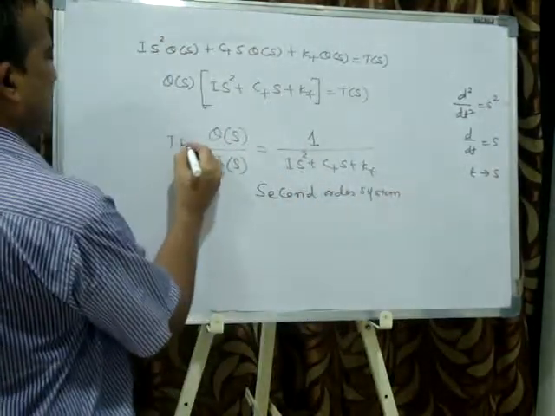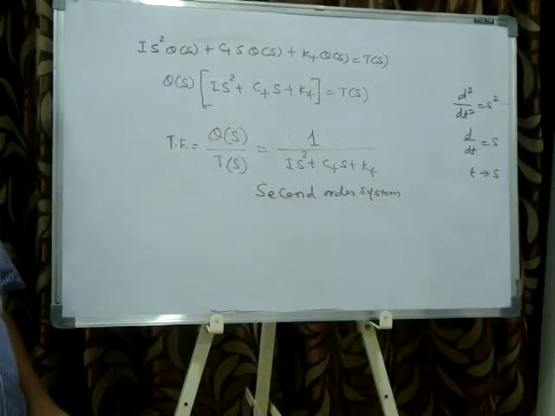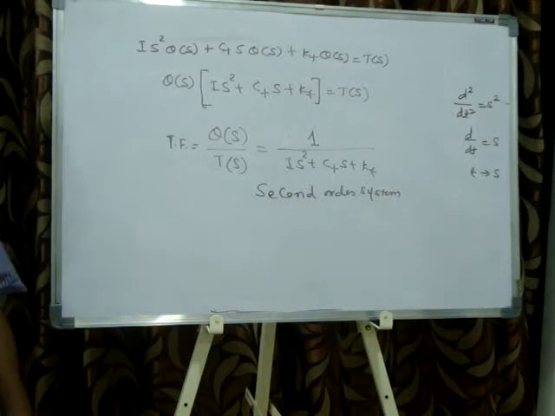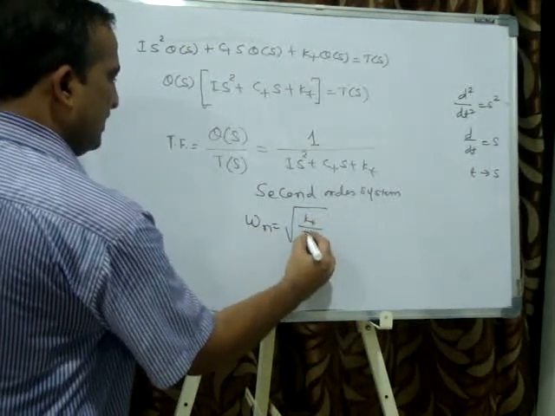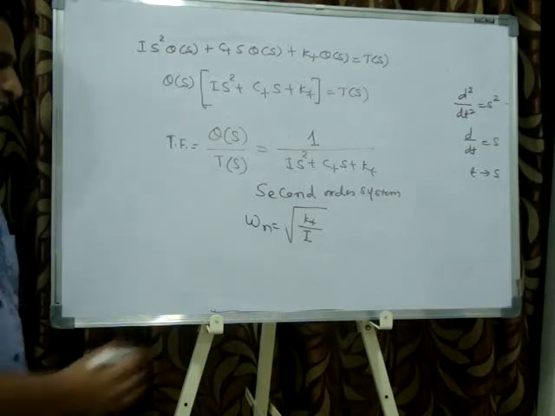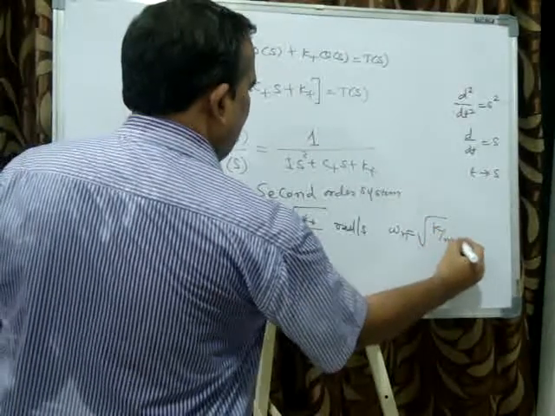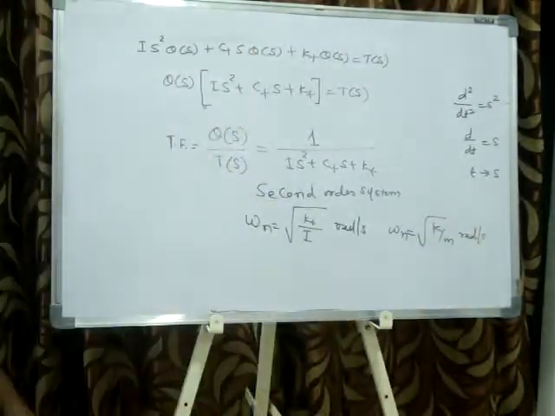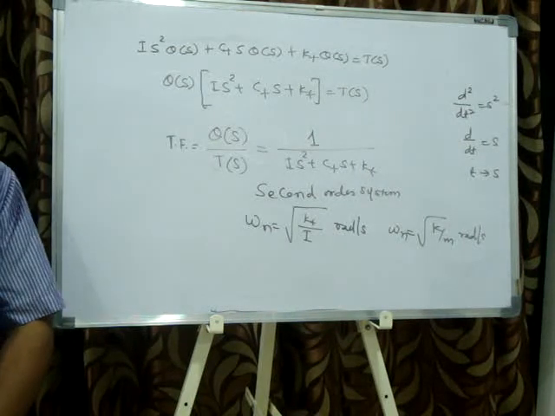Okay. In this lecture also I have covered 3 problems. I hope you understood. I have explained I value in kg meter square, Ct in Newton meter per radian per second, and Kt in Newton meter per radian. Torsional system is very, very important. In this case also, omega n is equal to what? Square root of Kt divided by I, in radian per second. In a linear spring mass system, it is K divided by M. Only this difference. I hope you understood all three problems. Thank you.